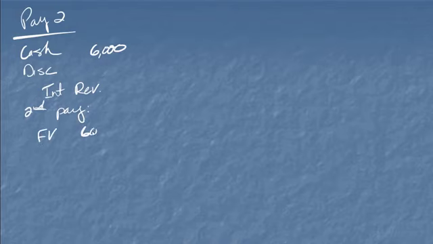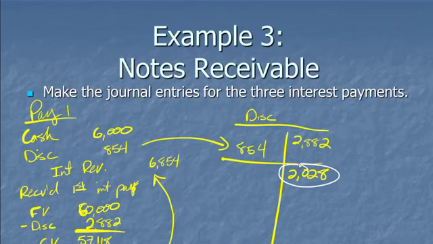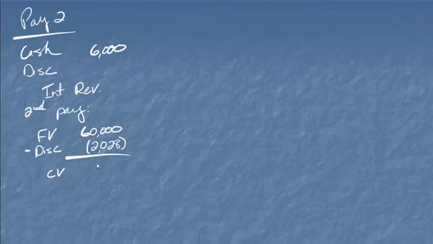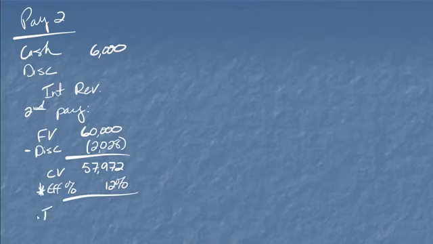Face value, $60,000. Minus the discount, again it would be plus a premium, but my discount isn't $2,882 anymore, it's now $2,028. So I have a new carrying value of $57,972. I'm going to multiply that again by my effective rate, 12%, and that gives me interest revenue of $69.57, again rounding to the nearest dollar.